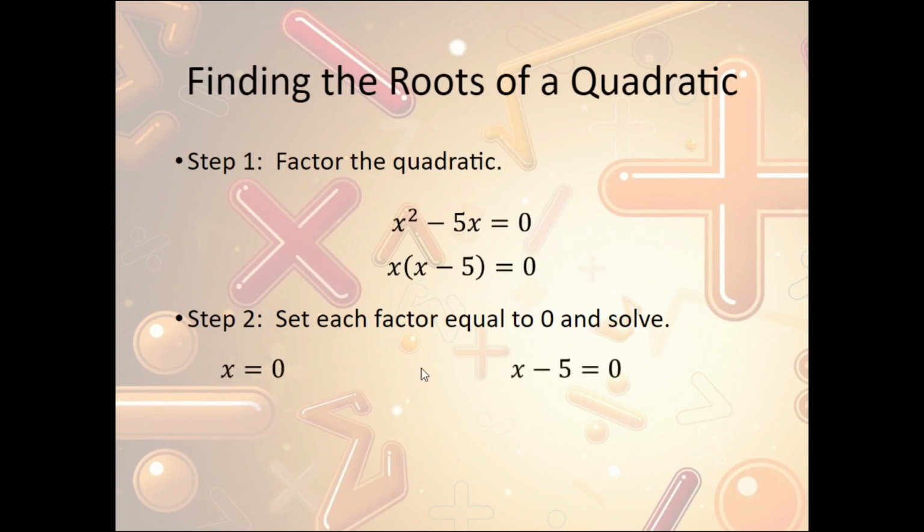Well, x minus 0 just stays as is. It's just x equals 0. So that's one of the roots. The second one now, we add 5 to both sides, and we get x is equal to 5. So x equals 0 and x equals 5 are the roots for this quadratic.